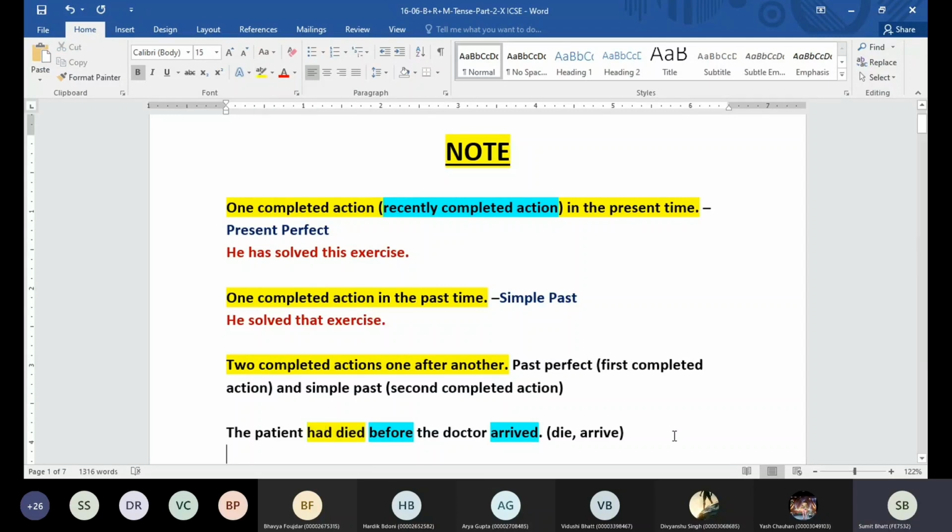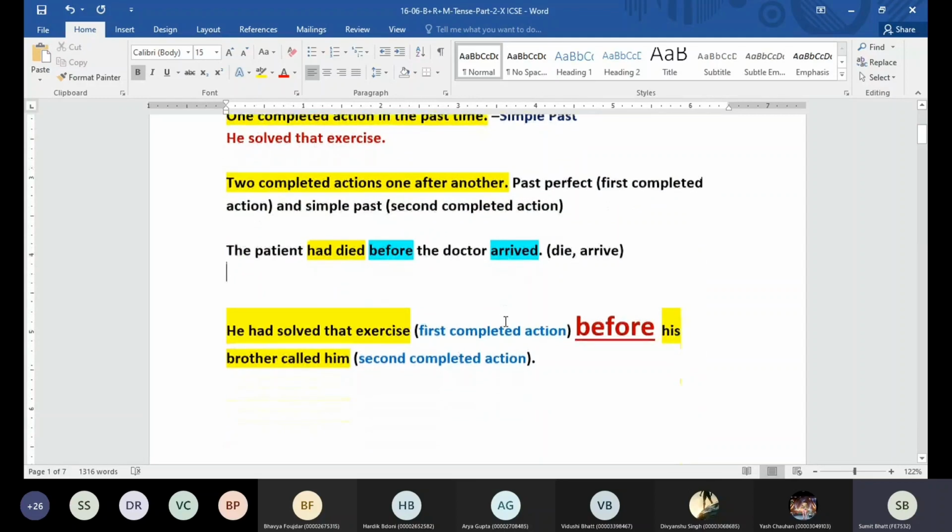All right, so if you have two actions in mind and they were done one after another, then go for a combination of past perfect and simple past. If you have one action which was done in the past time, then go for simple past tense. And if you have something which is done in the recent time, recently done, then go for present perfect tense. I hope that is clear to you all.